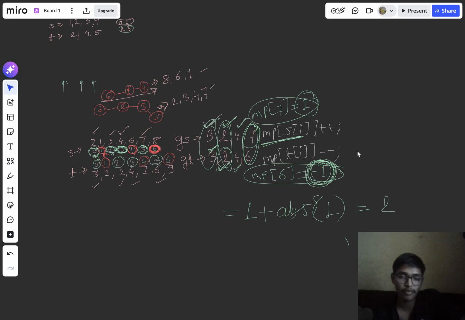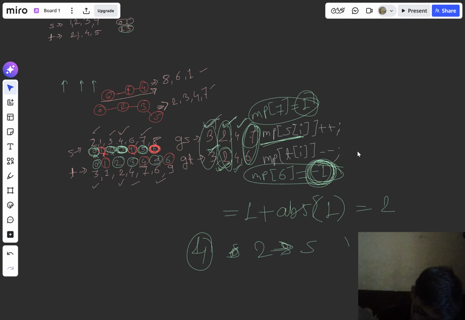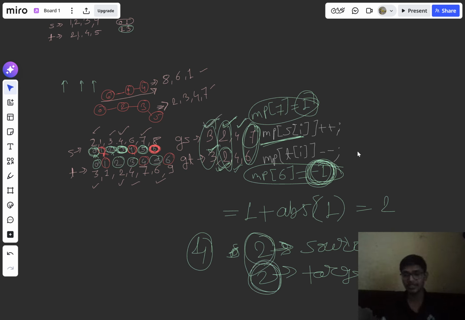Okay, unbalanced from the source as well as the target. If we have 4 unbalanced elements, we can balance them from the 2 from the source array and 2 from the target array. So there will be 2 unbalanced from the source array and 2 unbalanced from the target array. So the Hamming distance will be 2. Okay, so in this way our solution will work.